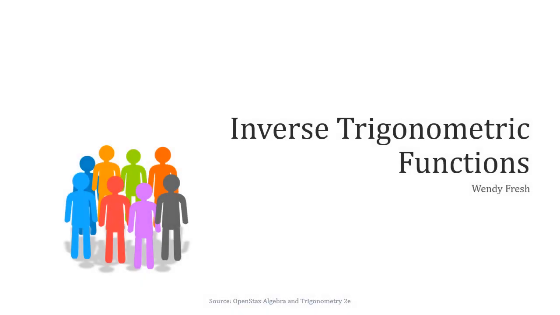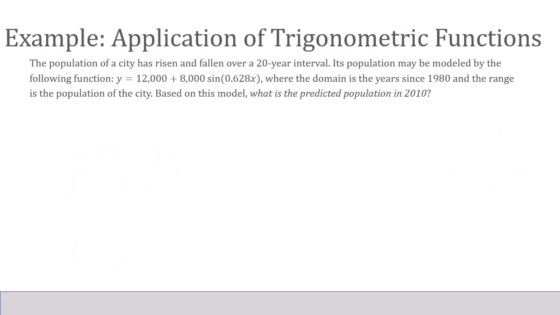In this section, we will explore inverse trigonometric functions. Let's start with an example. The population of a city has risen and fallen over a 20-year interval. Its population may be modeled by the following function.